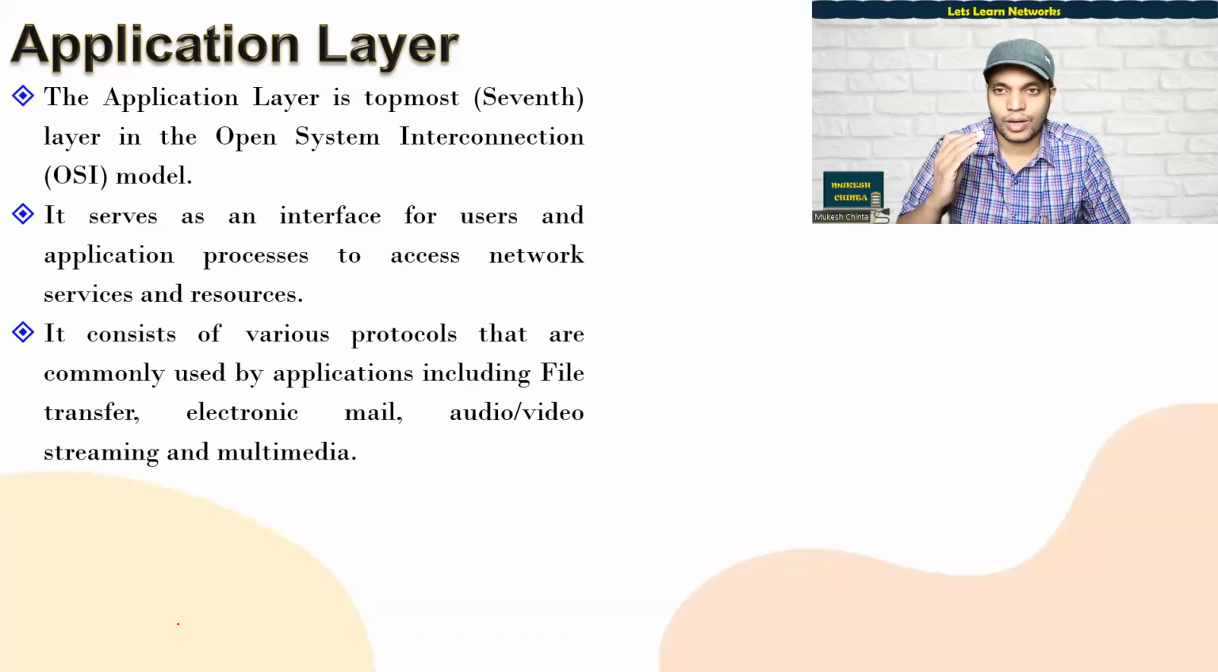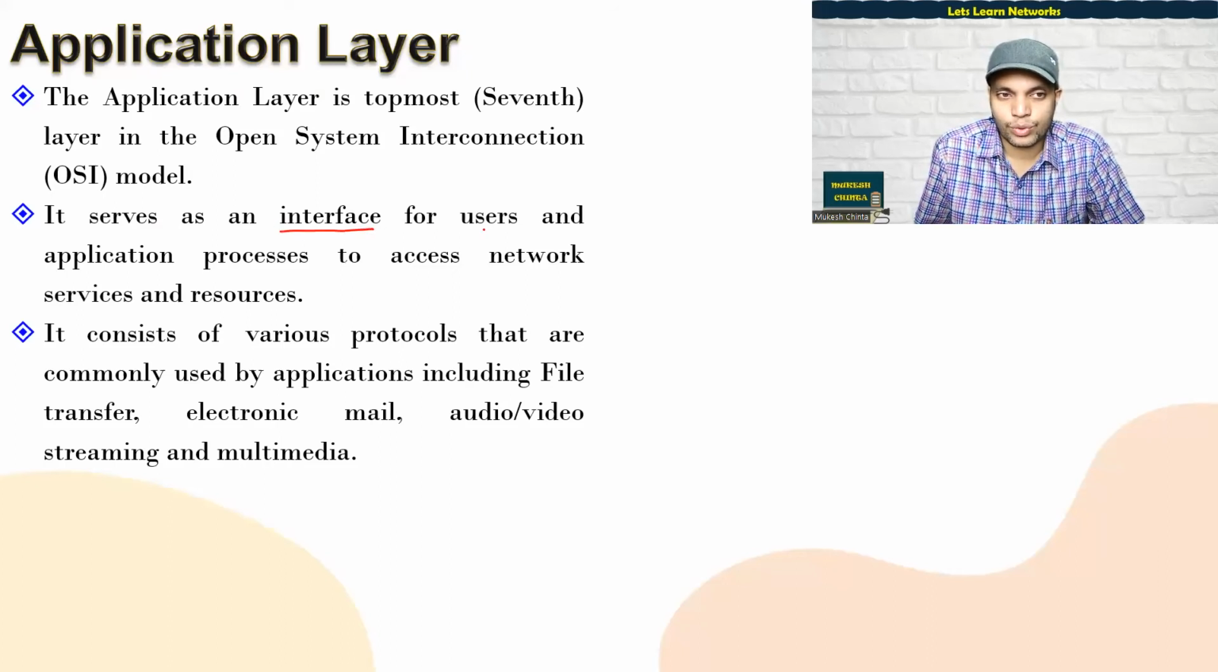Now we have come to the last layer, or the topmost layer, of your OSI model, called the application layer. The application layer's primary duty is to provide a user interface. So what do you mean by a user interface? It serves as an interface for users and application processes to access the network services and resources.